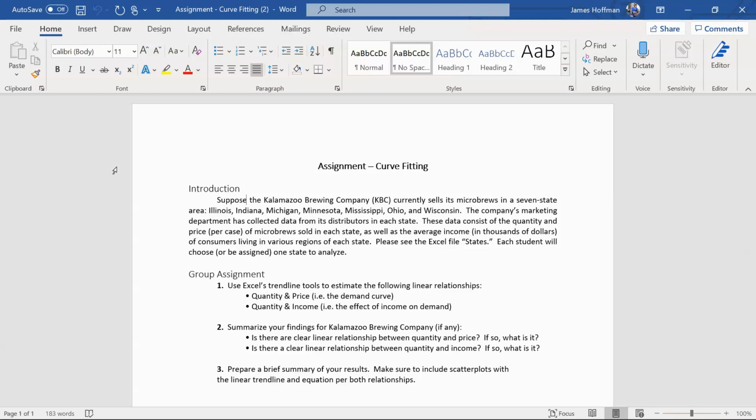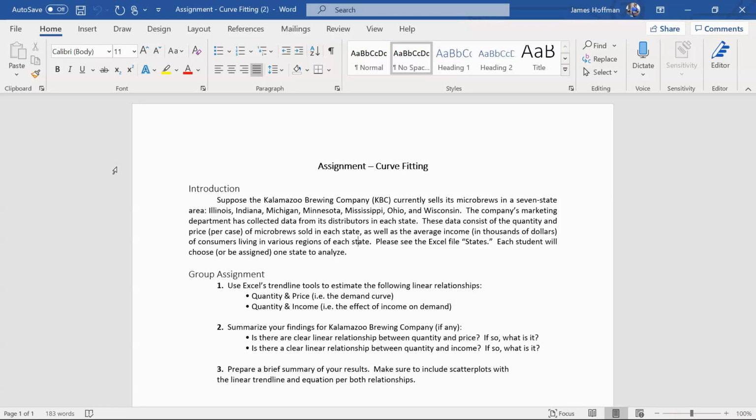Demand curves. So suppose this hypothetical brewing company, Kalamazoo Brewing Company, sells its microbrews in a 7-state area, which are Illinois, Indiana, Michigan, Minnesota, Mississippi, Ohio, and Wisconsin. The company's marketing department got data from its distributors for each state, and the data consists of quantity per case, which is demand, of microbrews sold, as well as the average income in thousands of dollars of customers living in the area.